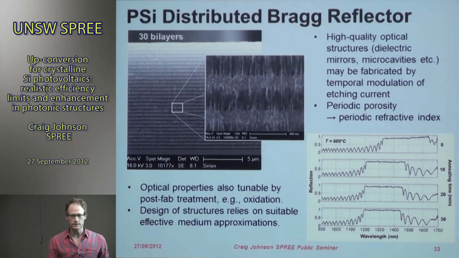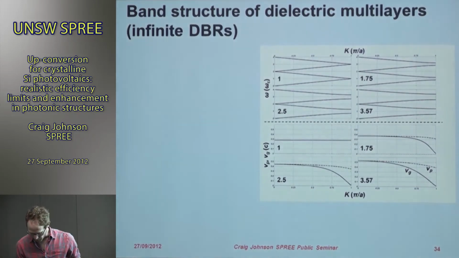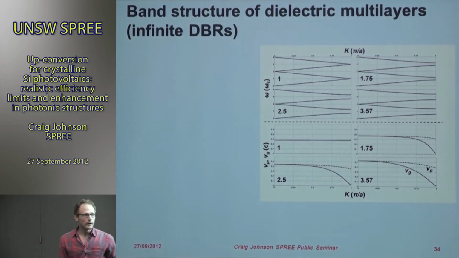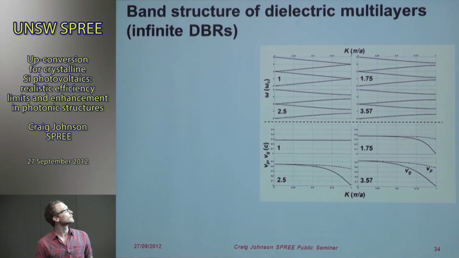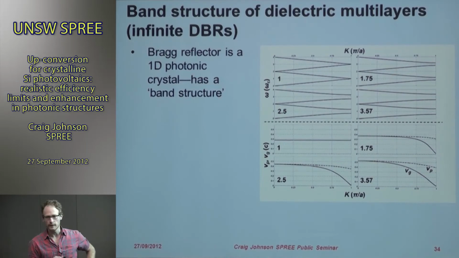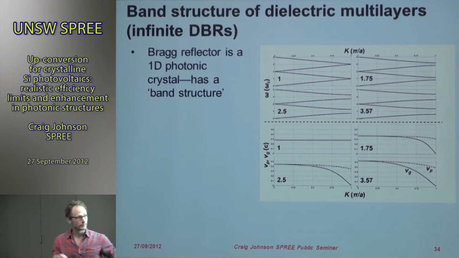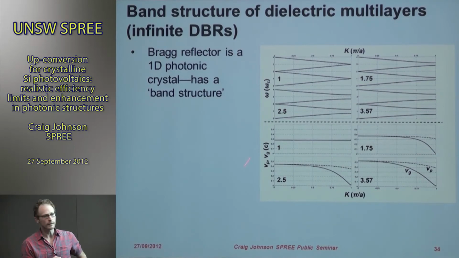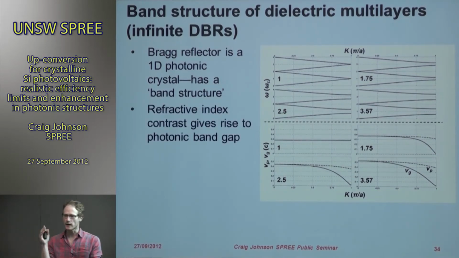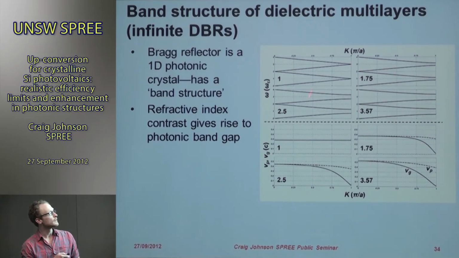The design of the structures just relies on having a suitable effective medium approximation. But you can design structures in a pretty predictable fashion. So it's a useful analogy to think of one of these dielectric multilayer stacks as some kind of a photonic crystal. Now, in the case of an infinite stack of modulating refractive indices, you can say that the thing has something like a band structure. As soon as you have a contrast between two refractive indices in a periodic lattice, a photonic band gap starts to arise. So what we have here is band structures of the same kind of distributed Bragg reflector, but with an increasing contrast between the refractive indices of both layers.